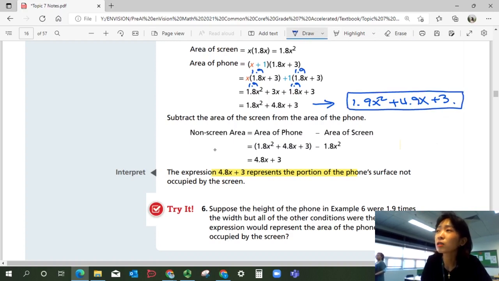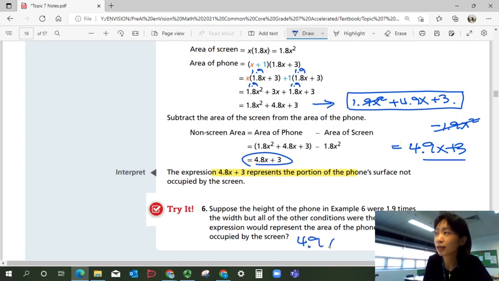And so you're going to subtract the area of the screen, which is 1.9x squared, from this polynomial in order to get a little bit different answer. So you can just subtract 1.9x squared, which just gives you 4.9x plus 3. So it's a little bit of difference, but you need to remember that it's 1.9 here for both terms, okay? So 4.9x plus 3 would be your expression.